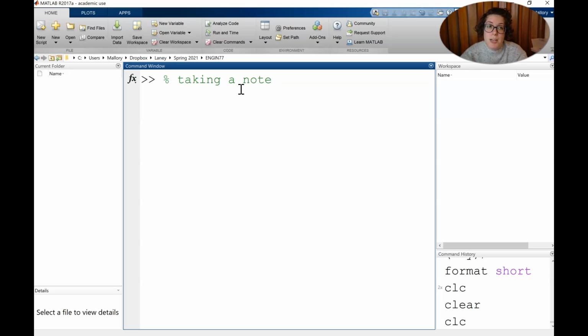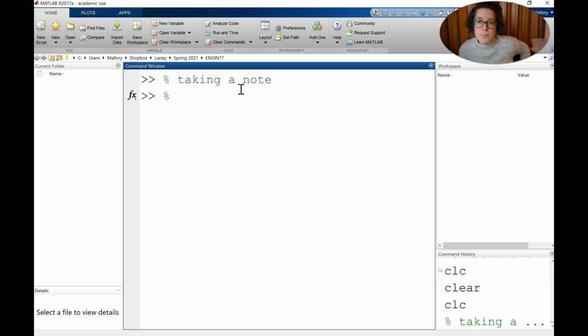I'll use this when I start creating scripts to leave myself notes to help me follow along in my code. So I'm just putting a little percent sign, and that means that this is a comment or a note for myself, and that MATLAB is not going to run that line. Something to note is that spaces typically don't change what we're typing.